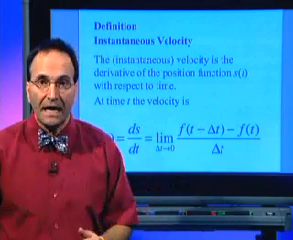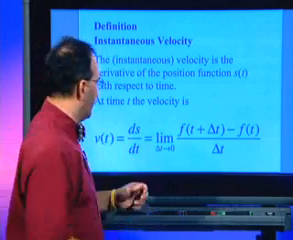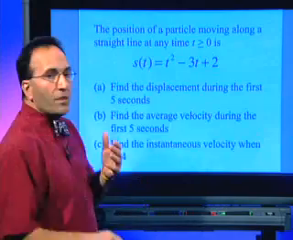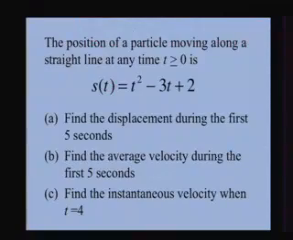So let's do an example where we apply that definition. The position of a particle moving along a straight line at any time t greater than or equal to 0 is s of t equals t squared minus 3t plus 2. A, find the displacement during the first 5 seconds. B, find the average velocity during the first 5 seconds. And C, find the instantaneous velocity when t is equal to 4.